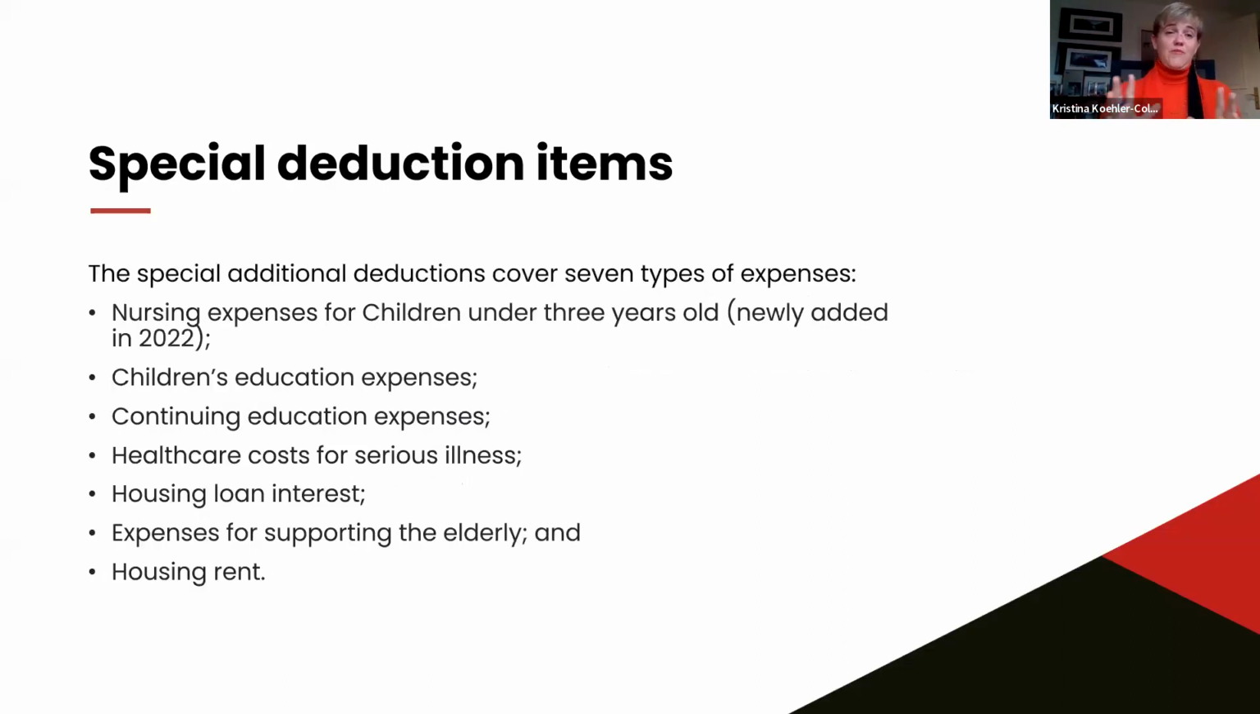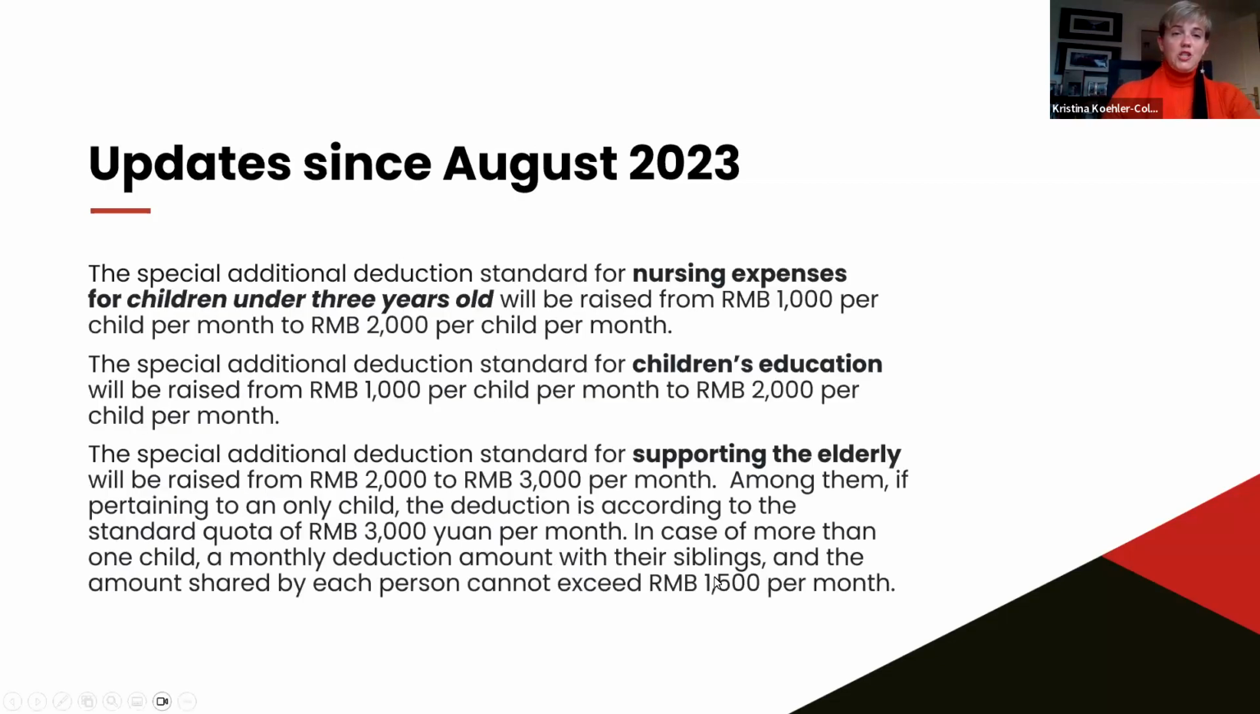And I just want to reemphasize, it's also for foreigners as well as expatriates. In 2022, nursing expenses, you can call them au pair or nanny expenses, if you will, for children under the age of 3 years old was added in. You have children's educational expenses, continuing educational expenses, healthcare costs, housing loan, expenses for supporting the elderly, and housing rent.